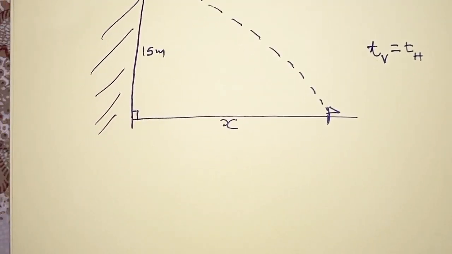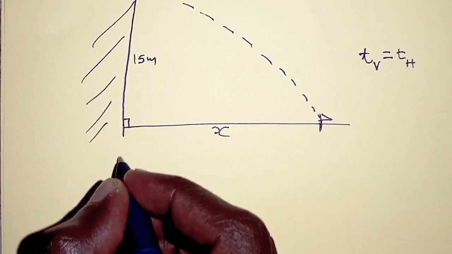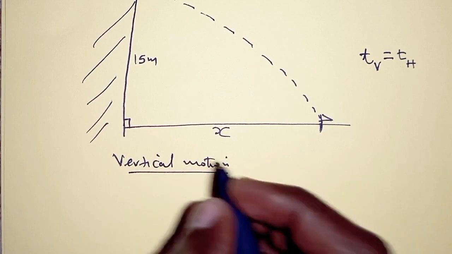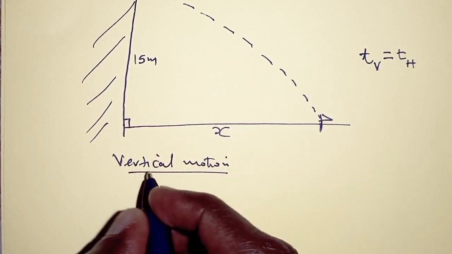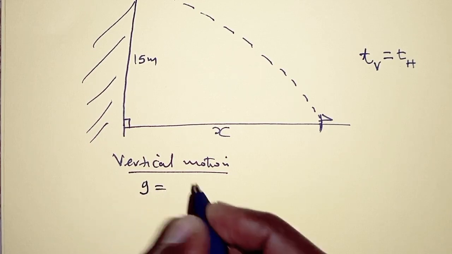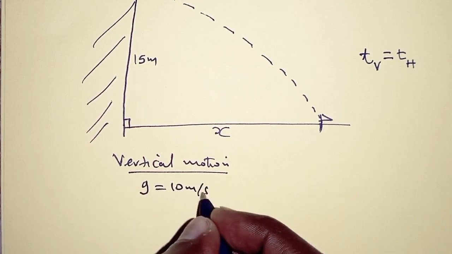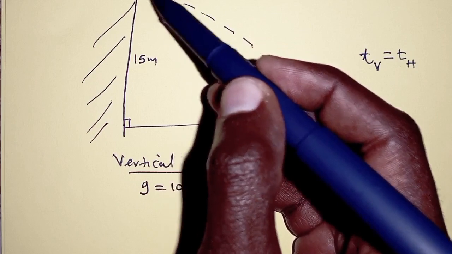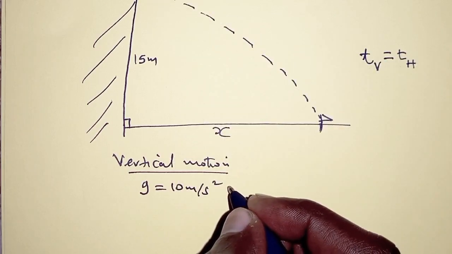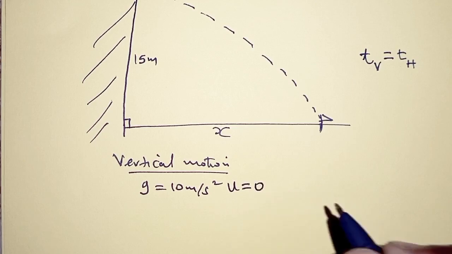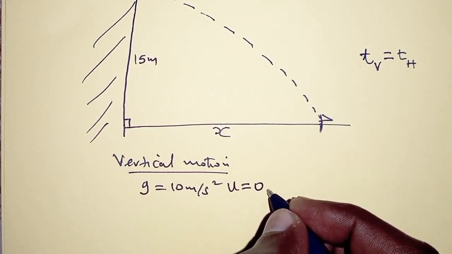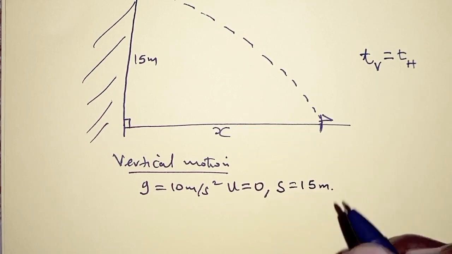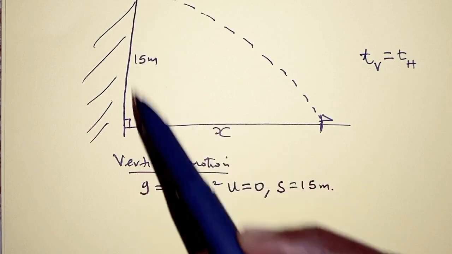With that background, if we consider the vertical motion, the bullet is under the influence of gravity, and therefore we'll consider the gravitational acceleration as 10 meters per square second. And also, for the vertical motion, when the bullet is still up here, its velocity is 0, that is the initial velocity is 0, and then the height it's supposed to cover is s, which is 15 meters. That is when it moves from the top of the storey building to the ground.